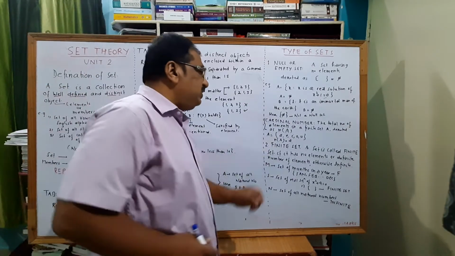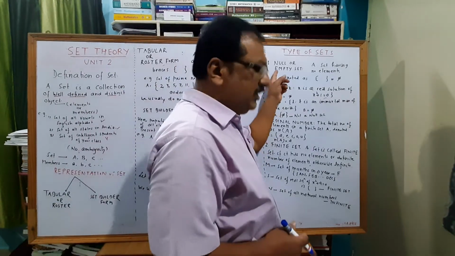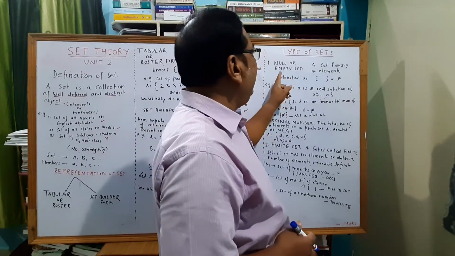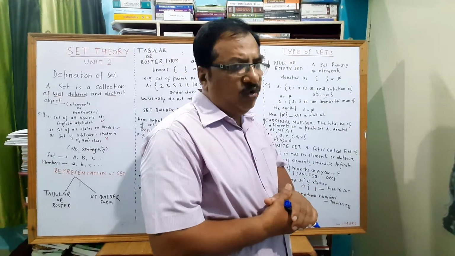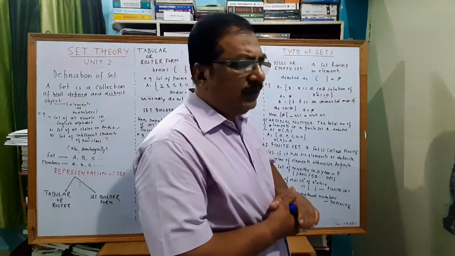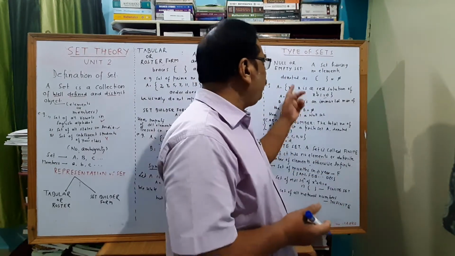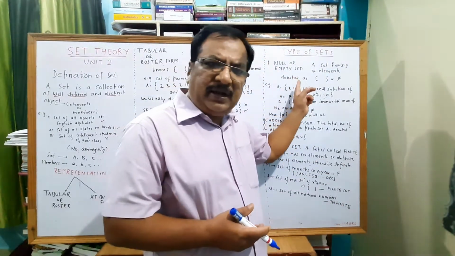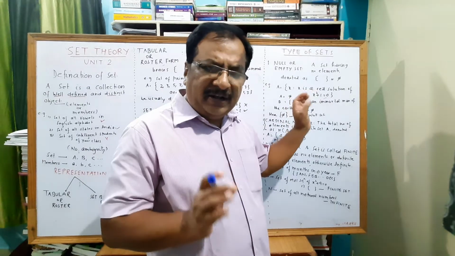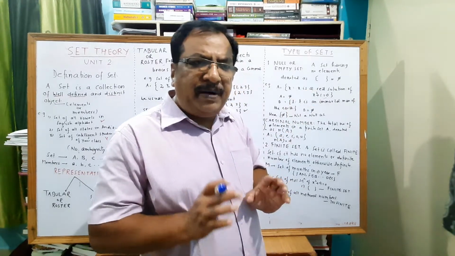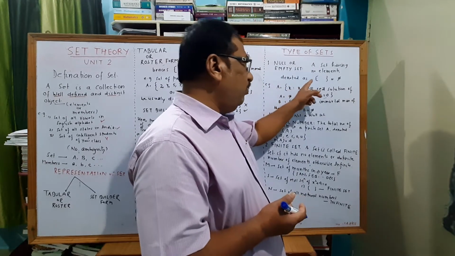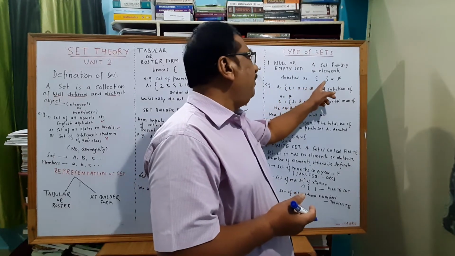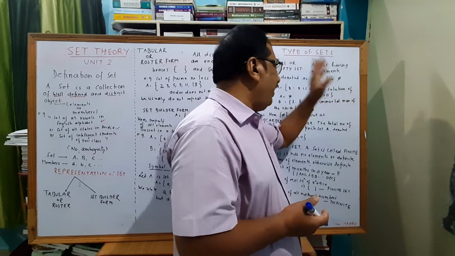Now types of sets, children. First is the null set. A set having no elements is called a null set, as is obvious from the name. Null set, or you can say empty set or void set. That means there is no element in the set. It is denoted simply by the braces or by φ.